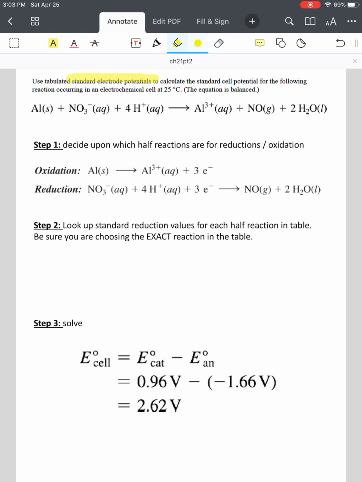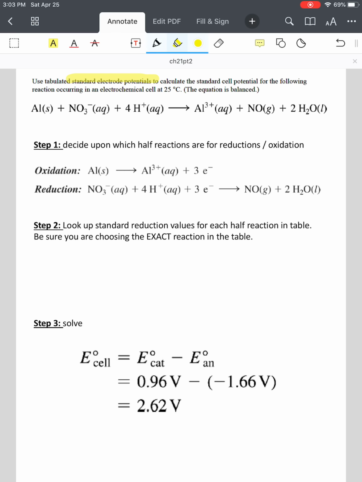Standard cell potentials. That's very important, that word standard, because that tells us 1 molar concentration, 25 degrees. You can only use that equation on that previous slide for standard conditions. If we're at non-standard conditions, you have to use a different equation. We're going to get to that. But right now, we're only working with standard electrode potentials, and I want to stress that. So let's look at what we've got here.